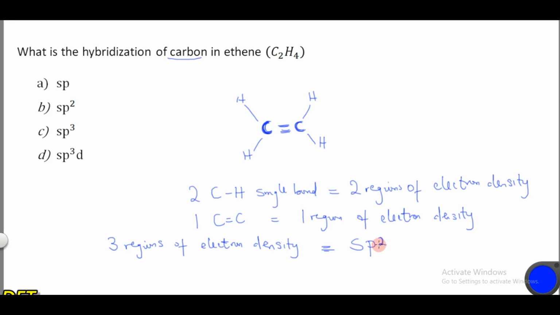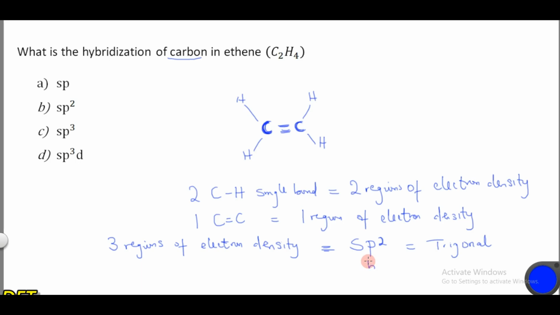Two p orbitals, one s orbital. So that will give us a total of 3, right? So the hybridization is what? sp2 hybridization. And what will be the shape of this molecule? The shape of this molecule will be trigonal.